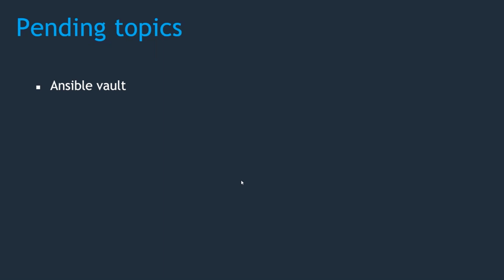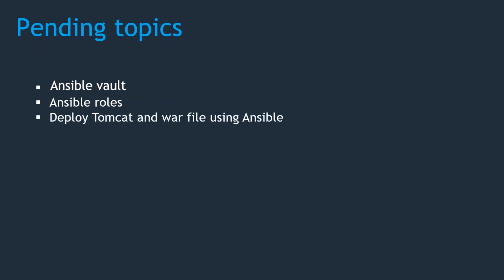Alright, in the previous session we have seen what is Ansible Vault and also Ansible roles. We are going to deal with Ansible roles again today, and we need to see deploying Tomcat and a war file using Ansible and setting up a Jenkins server using Ansible. So today we are going to deal with these two: how we can set up a Jenkins server using Ansible, then how we can create a Tomcat server and deploy a war file using this Jenkins server.